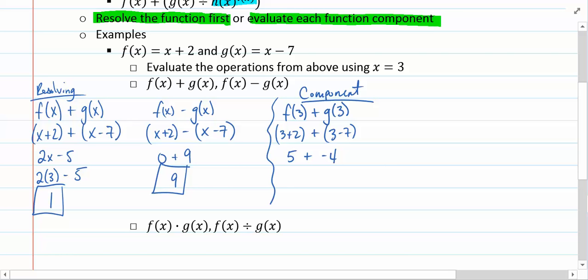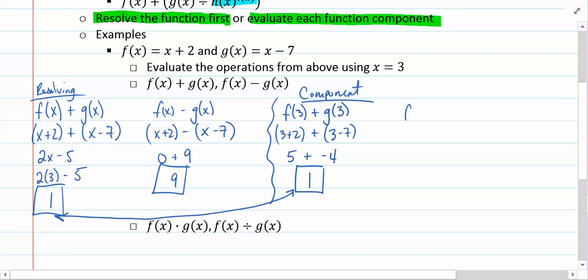And you'll see here that 5 plus negative 4 is 1. This solution matches the solution that we achieved over here when we first resolved the function. So adding by component is the same as resolving the function initially.